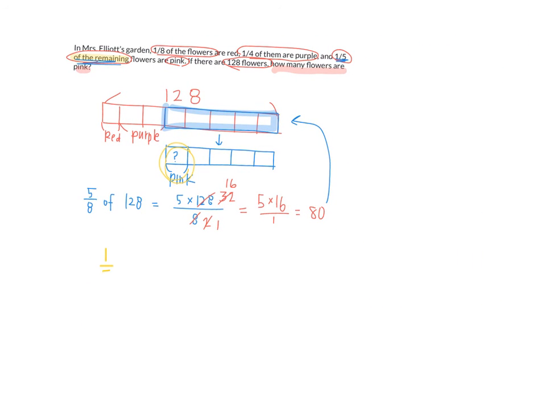1/5 of 80, which of course is 1/5 times 80, which is 80 over 5, right? So what's 80 divided by 5? 16. What's my units? Flowers. Oh yeah, 16 pink flowers or 16 flowers.